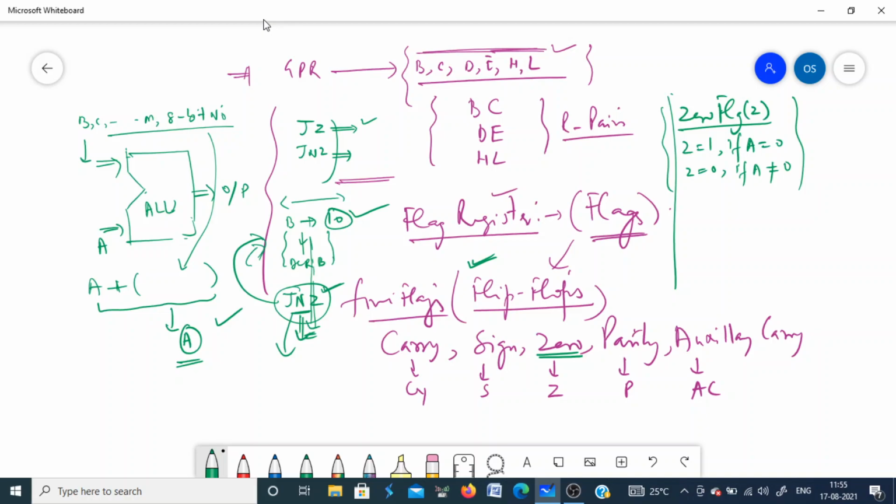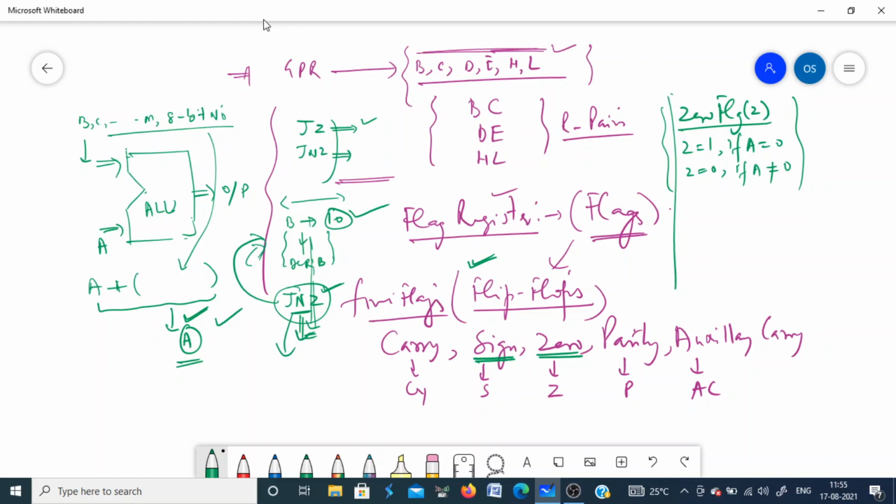Right now just look at this register A. If the contents of A after some arithmetic and logic operations are 0, the zero flag is set. If they are not 0, it is reset. Similarly, the sign flag is basically used to indicate whether the result is positive or negative.